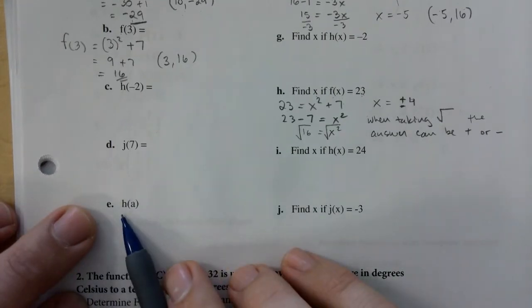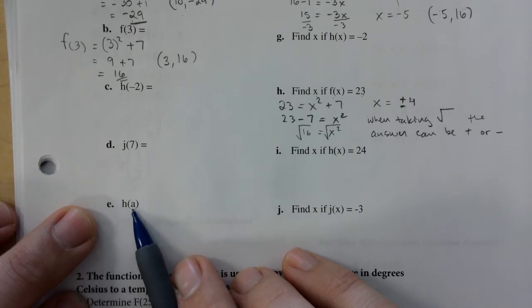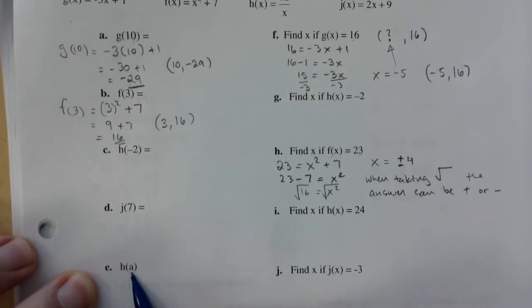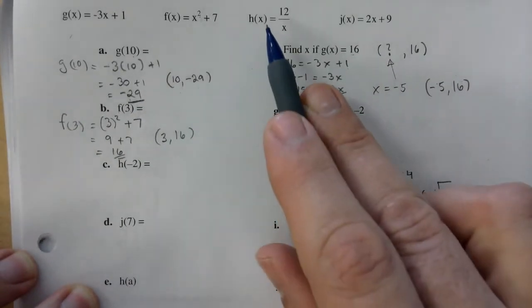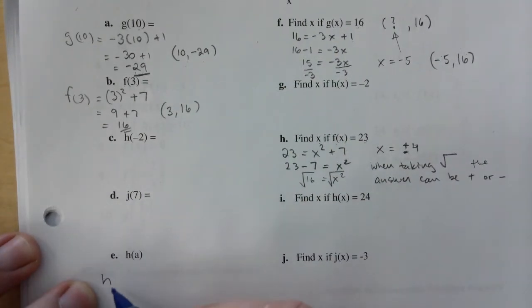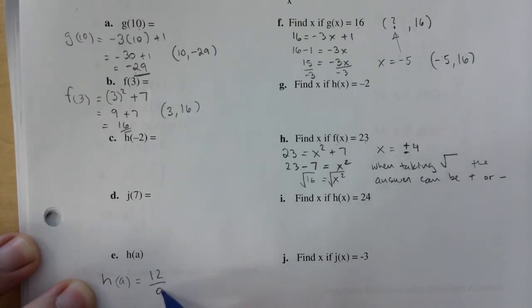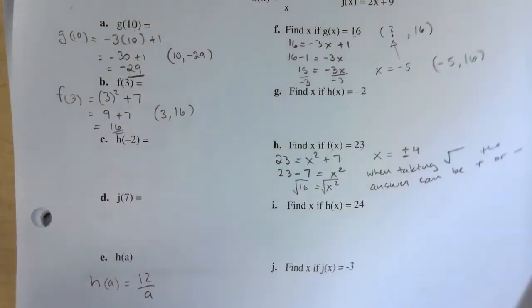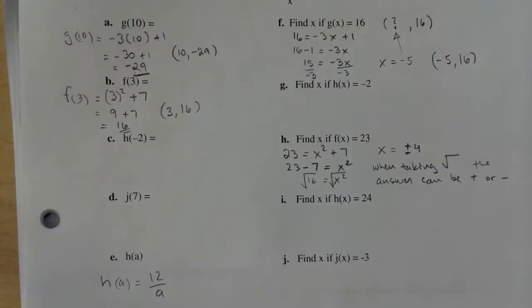H of A, that's kind of an interesting one, right? Why? There's a letter there, right? H of A, so we're talking H, right? So this equation here, H of A is going to be 12 over A. Is that what the answer leaves it at? Yeah, it does.